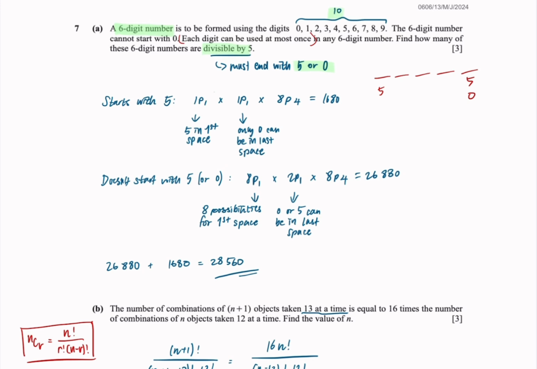So what I did here is that when it starts with 5, the first digit, it will be 1P1, because the order matters. So it will be a permutation, and there's only one chance of getting 5. And then for the last digit, it cannot be 5. So the only way for it to be divisible by 5 is if it ends with 0. So it will be 1P1. And then since you already used up 2 numbers, there will be 8 numbers left. So it's 8P4.